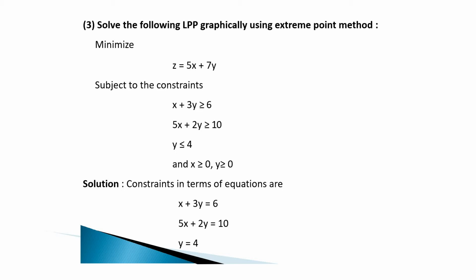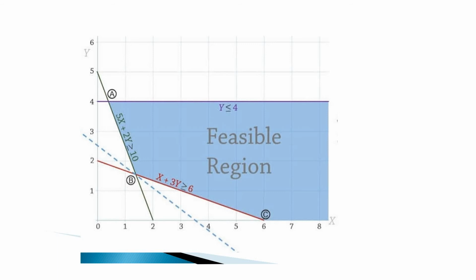Constraints in the equation form are x plus 3y equal to 6, 5x plus 2y equal to 10 and y is equal to 4. Now here first two constraints are of the type greater than or equal to, so shading for each one will be away from the origin, and the third constraint is y less than or equal to 4, so shading will be towards the origin. Let us plot it.